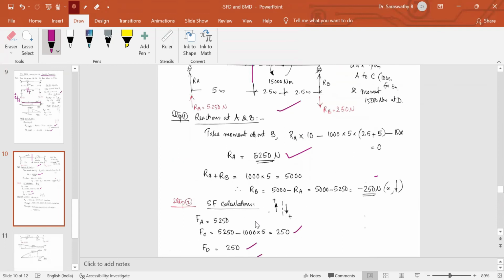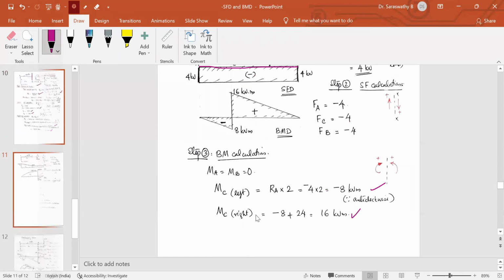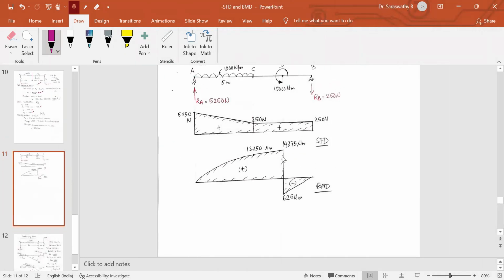So draw the shear force diagram. How to draw the shear force diagram? You take a baseline, 5250, mark it upwards.